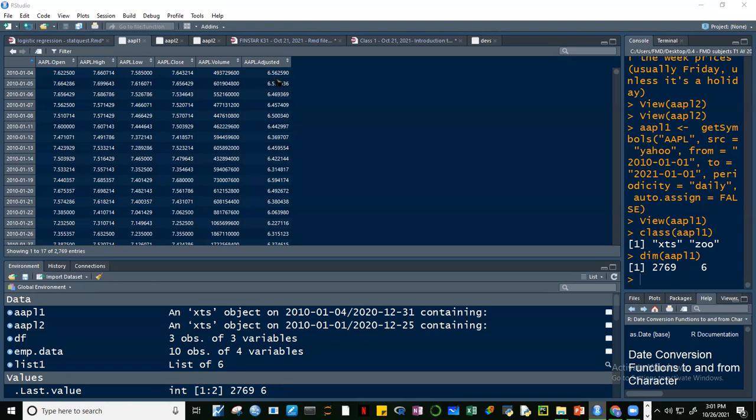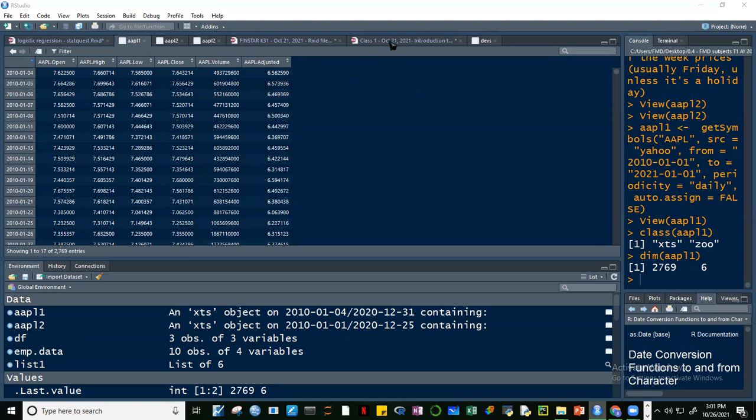Now you would see some analysts use the adjusted stock price. Others would use the closing. So there are different schools of thought about this. For us, sometimes we'll be using the closing price, sometimes we'll be using the adjusted price.